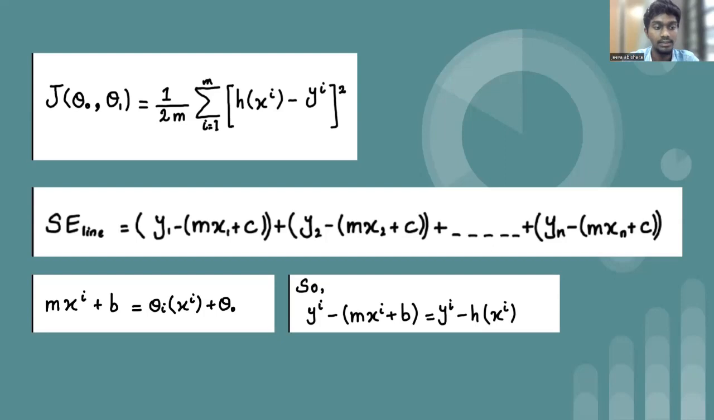Now exchange the position of y and the hypothesis function, which is h, and take the square to account for the negative values. Divide the summation by 2m to reduce the cost. This is just to make computation easy for the computer.